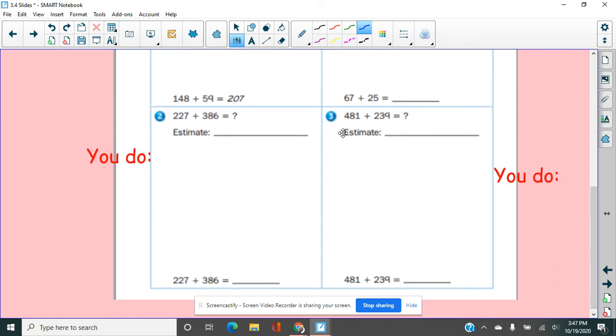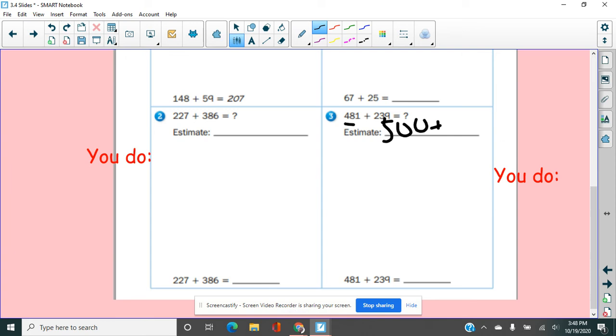All right, let's estimate. We have 481. What should we make that? 500, right? I wouldn't make it 480. 480 is not very friendly to deal with. I know that it's closer to 480 than it is to 500, but we want these problems to be easy so that we can do them in our head. We're probably not going to do 480 plus 240 in our head real quick.